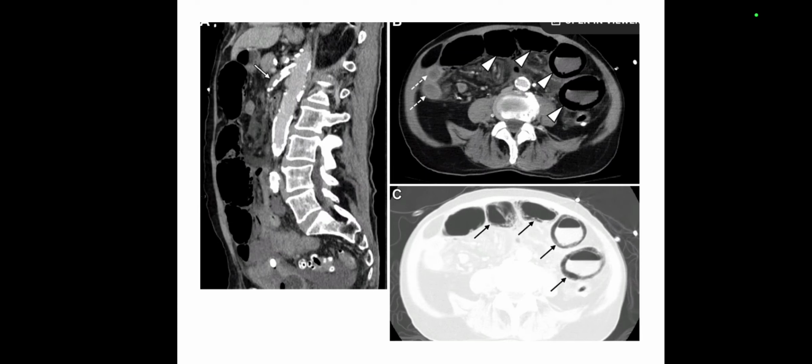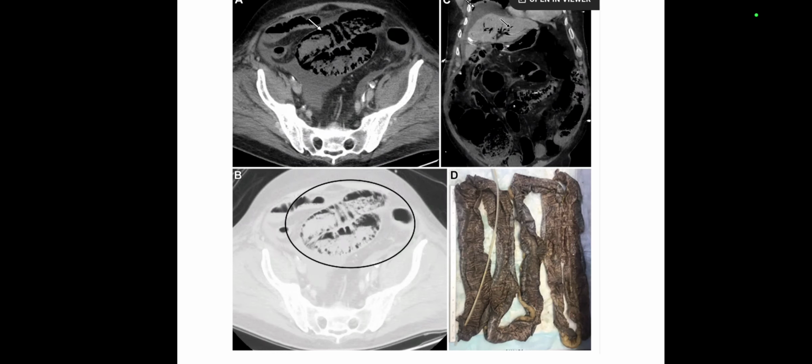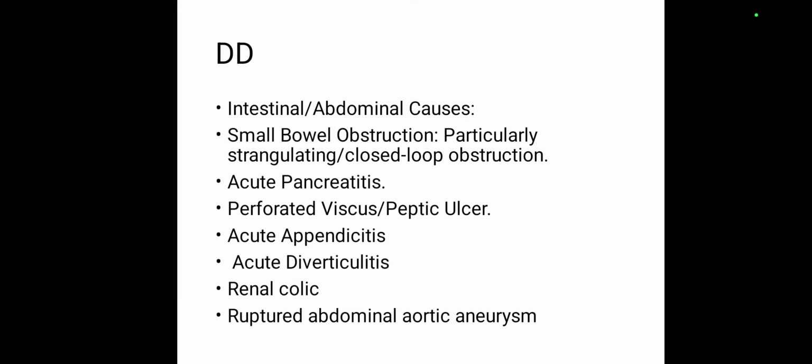So here in the proximal SMA there is thrombus, and in the bowel walls we can see the pneumatosis intestinalis. Here also pneumatosis intestinalis, and we can see portal vein gas and the necrosed bowel picture. So for the clinical picture of a patient having such severe abdominal pain, think about small bowel obstruction, it could be strangulating or closed loop obstruction, pancreatitis, peptic ulcer, appendicitis, diverticulitis, renal colic or ruptured abdominal aortic aneurysm.